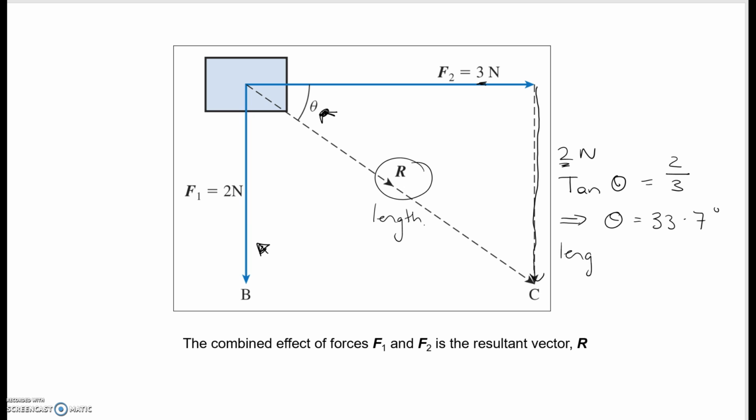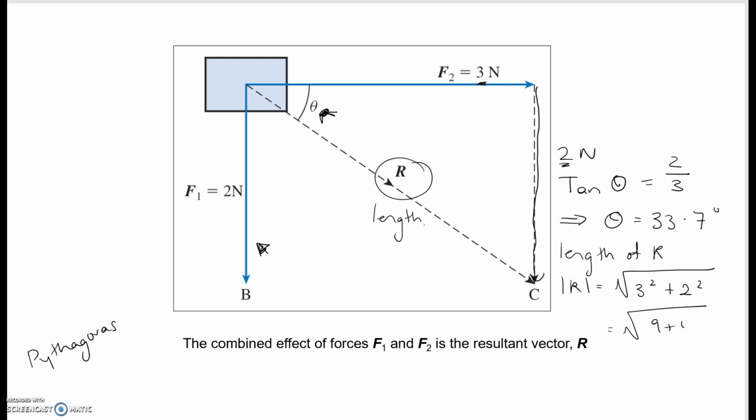So the length of r, the magnitude of r, we can just use Pythagoras to do this, and the length will be the square root of 3 squared plus 2 squared, which is the square root of 9 plus 4, which is the square root of 13. And that length, the length of that vector, will be in newtons.